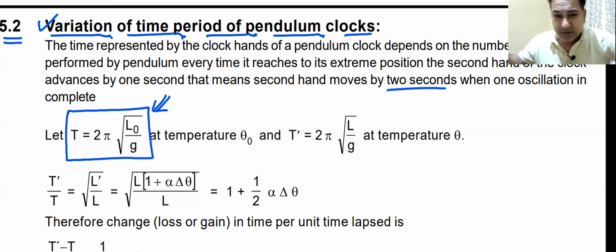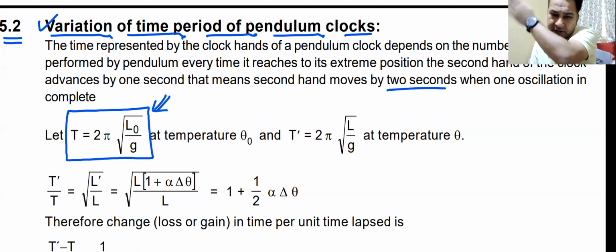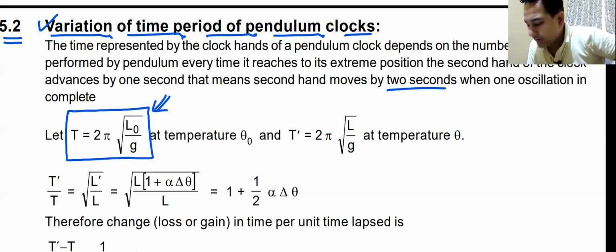And this is what is explained here. From one extreme to the other extreme, it takes 1 second. From the other extreme to the next extreme, it takes 1 second. So the time period is 2 seconds. Normally, that is how a pendulum clock works.